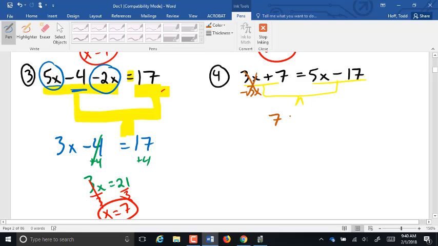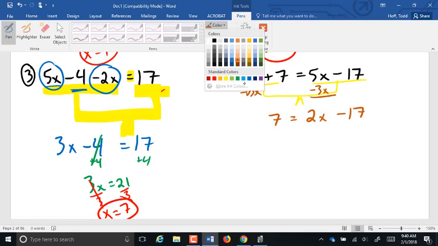Leaves us with 7 on the left side. Now on the right side, we have to take it away from the 5x. 5x minus 3x is 2x. Now we've got it reduced down so that the variable, the x, only appears once. So now we can start to solve it.